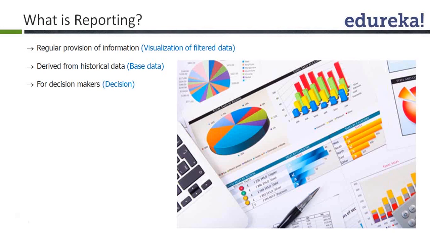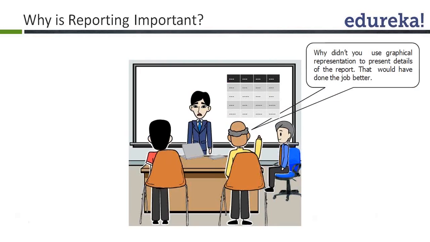What are the advantages? We already saw them in module 1. Reporting is a nice way to share information. It can have visualization, you can filter the data at runtime, which is ad hoc reporting, and it is derived from historical data. Historical data is something which is proven, which has happened. So you can derive meaningful data out of your past experience. It is the key for decision makers. So these are the key features of reporting.